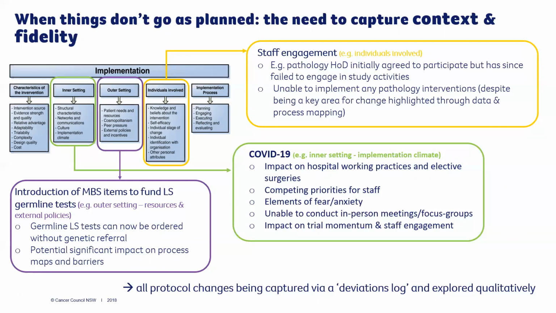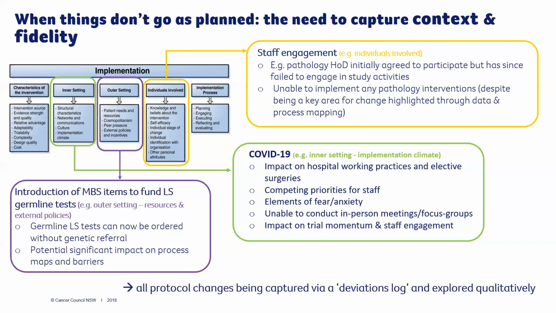There's also been a new introduction of Medicare items to fund Lynch syndrome genetic testing. So previously, Lynch syndrome tests could only be ordered by genetic specialists, but the new items allow ordering of tests by non-genetic staff. So it's possible that with these new items, colorectal surgeons or oncologists might begin ordering genetic tests without having to refer first to genetics. And so that's something that could potentially have a huge impact on the referral pathway and the work that's been done so far.